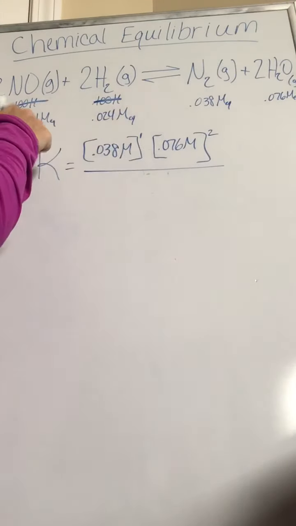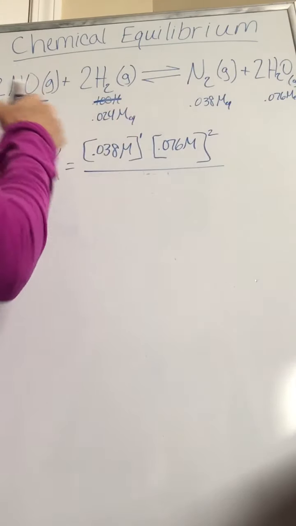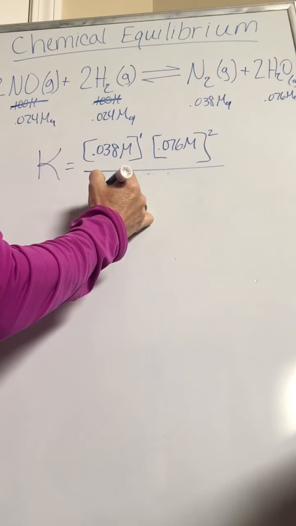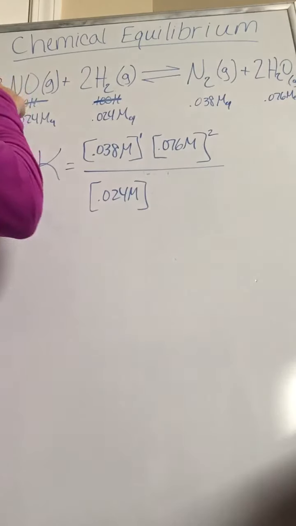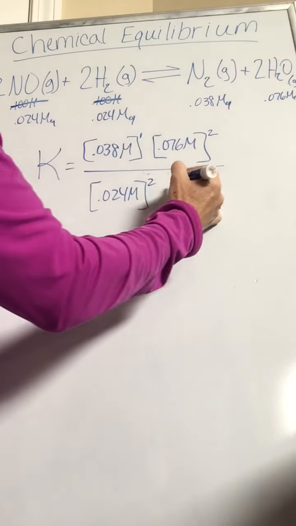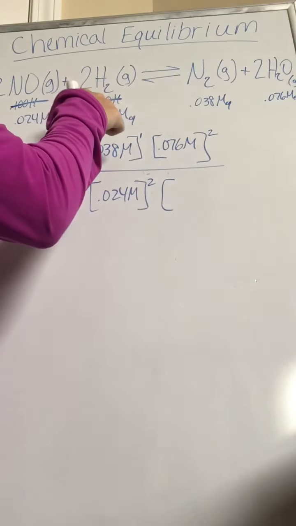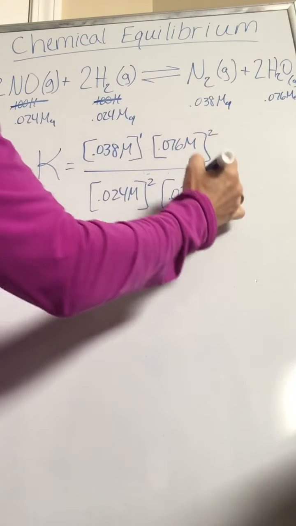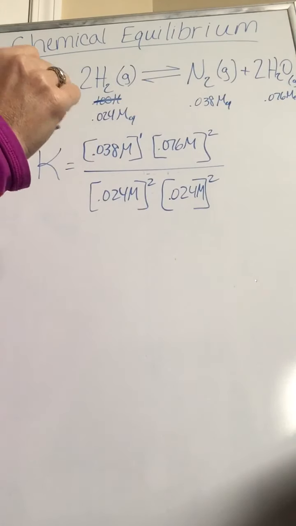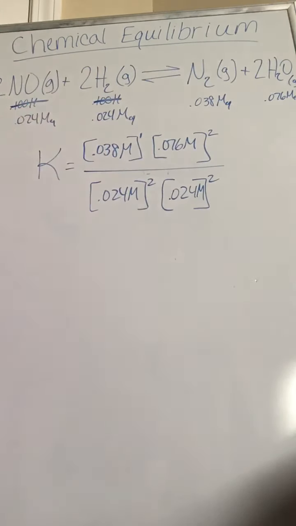Okay, our bottom is going to be 0.024 molar, and that has a 2 in front of it, so that's going to be squared, multiplied by 0.024 molar, and that's also squared. We have a 2 in front of it. Okay, now we do all that math.